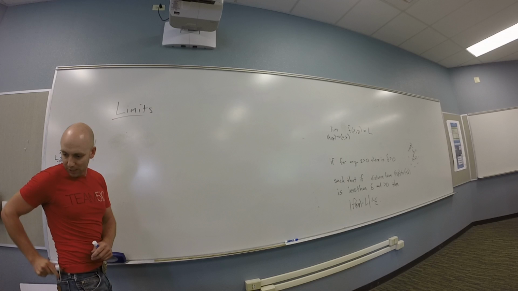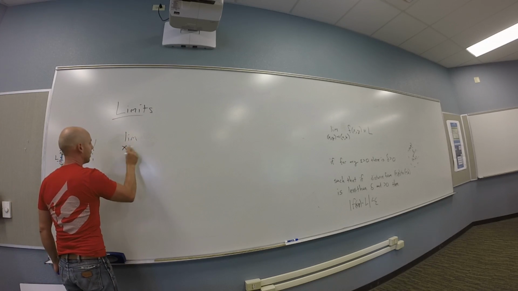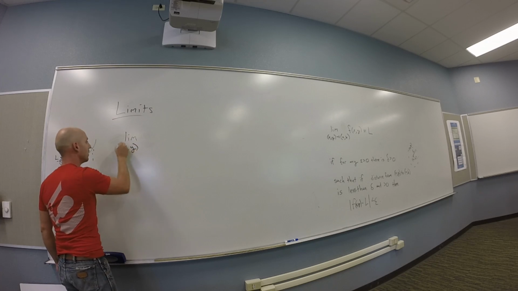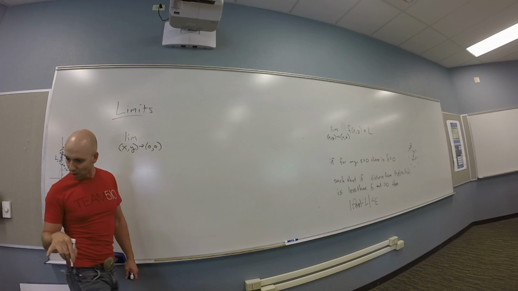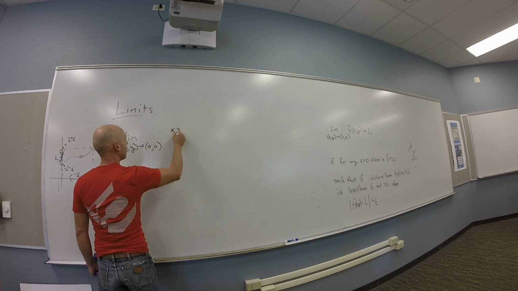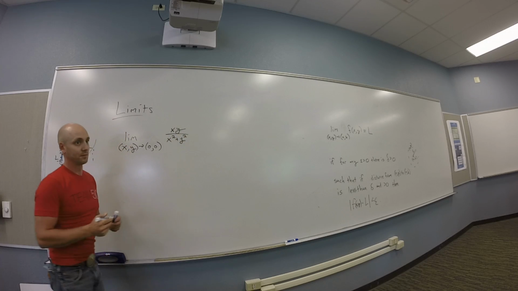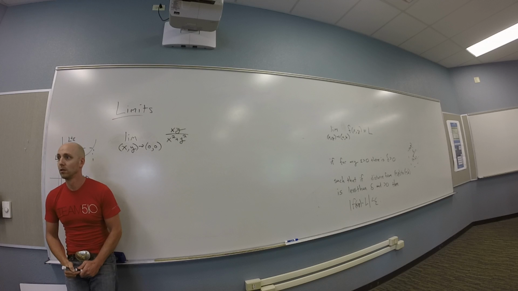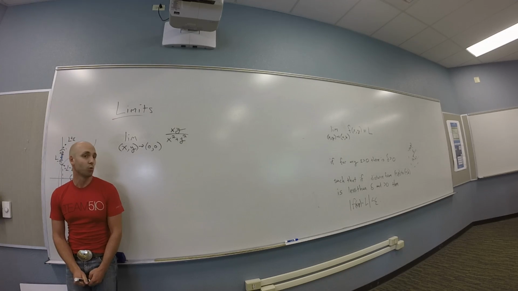Okay, so let's take the limit as x and y tend to 0, 0 of xy over x squared plus y squared. Yeah, that could work. You guys all good with this one? Okay, so this is like x times y over the radius squared, right? You guys all see that?